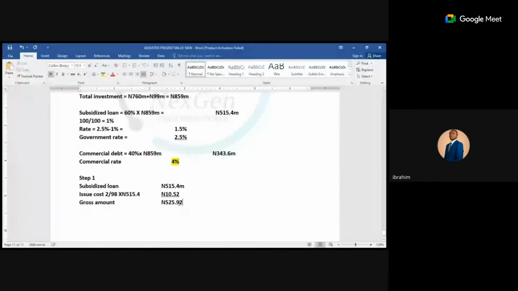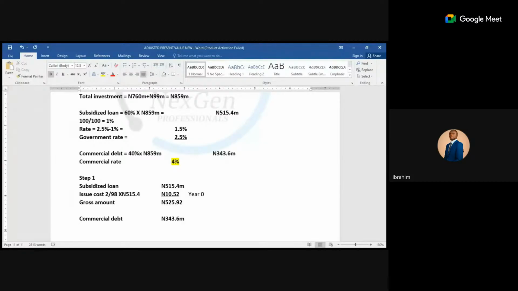525.92. Yes, we'll approximate when we want to plot it in our table. This will be at year 0. This will be at year 0. Commercial loan or debt is 343.6.